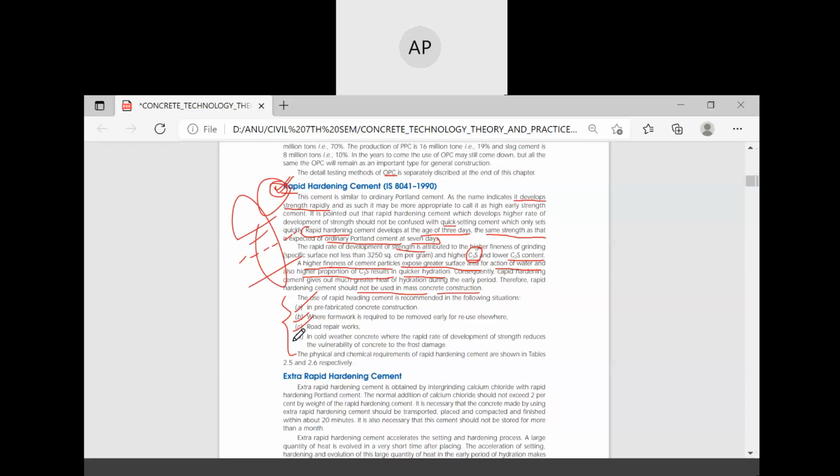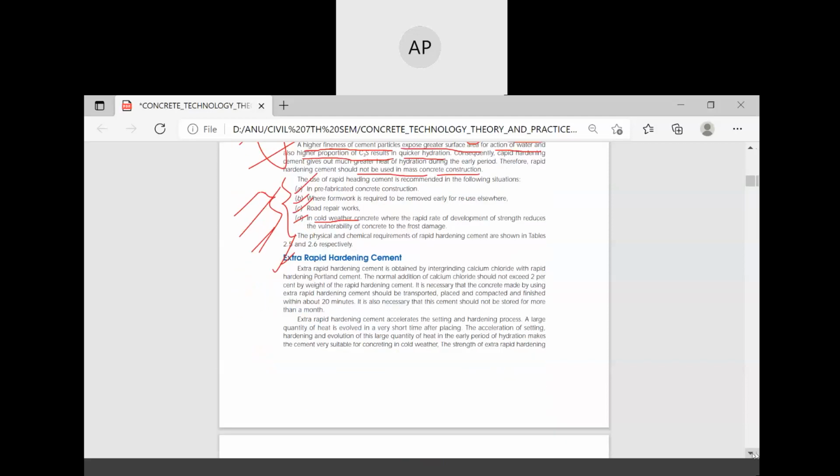Also for repair of roads, and in cold weather concreting, where the rate of development of strength reduces. So in cold areas like Himachal, Jammu Kashmir, we can use rapid hardening cement. Okay, the physical and chemical requirements of rapid hardening cement are in another table. Next is extra rapid hardening cement.